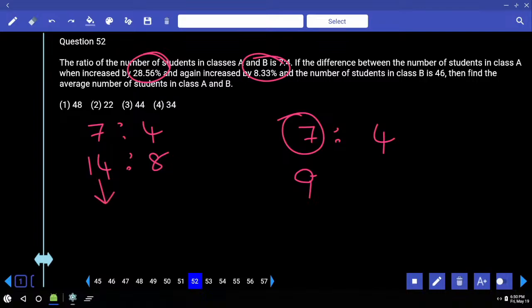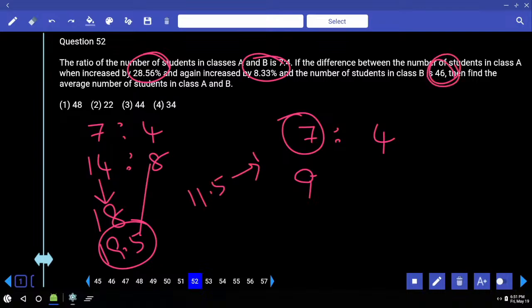So 2/7 of this is 4. If it is increased by 4, it will become 18. And 1/12 of 18 is 1.5. That is 19.5, isn't it? This will become 19.5. The difference is 11.5, which is equal to 46.